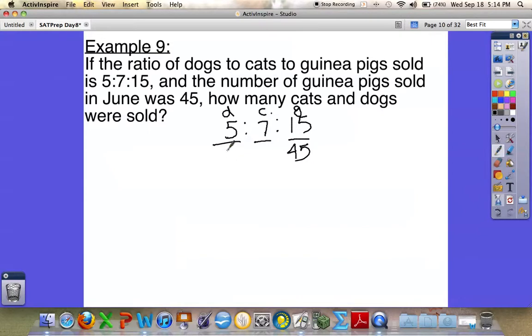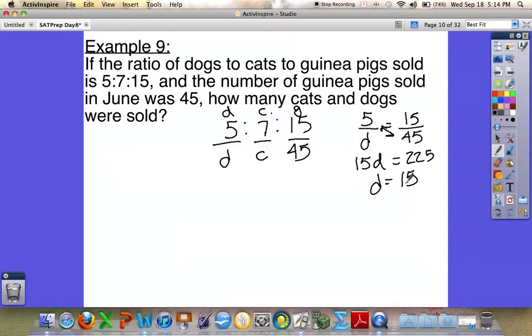All right, let's put D for dogs and C for cats. This is something we can solve in 2 parts. We can first solve for dogs. 5 over D has to equal 15 over 45. And when you cross multiply, you get 15D equals 225. So the number of dogs is going to be 15.